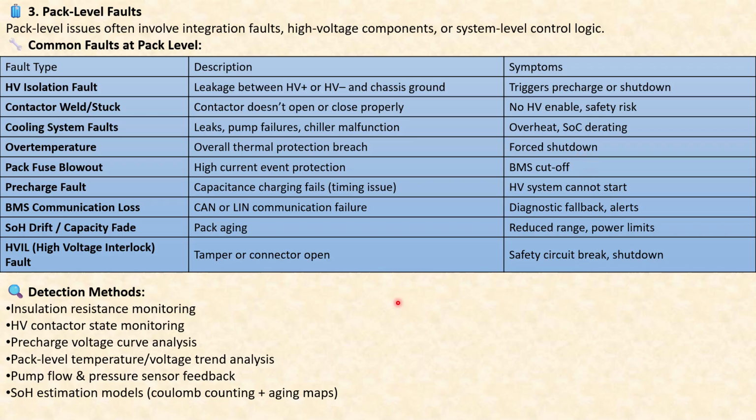Now, detection methods. When it comes to detection methods: insulation resistance monitoring, high voltage contactor state monitoring, pre-charge voltage curve analysis, pack level temperature voltage analysis, pump flow, pressure sensor feedback, and SOH estimation models. Okay, the state of health estimation model is an extremely common detection method. All right.